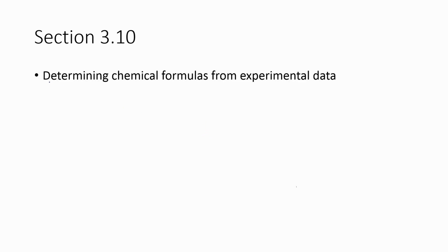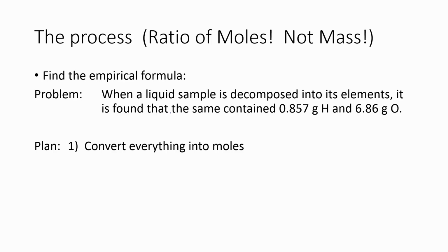So the math continues. We are going to be determining chemical formulas from experimental data in section 3.10. Keep in mind that even though we make our experimental measurements in terms of mass, what we're looking for in an empirical formula is a ratio of moles.